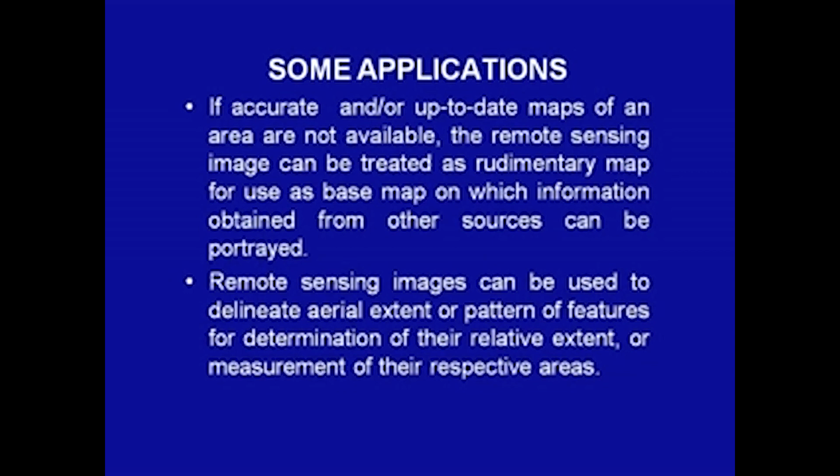Now, let us come to some of the application areas to which remote sensing can be put to. If accurate and/or up-to-date maps of an area are not available, the remote sensing image can be treated as a rudimentary map for use as a base map on which information obtained from other sources can be portrayed. Remote sensing images can be used to delineate areal extent or patterns of features for determination of their relative extent or measurement of their respective areas.